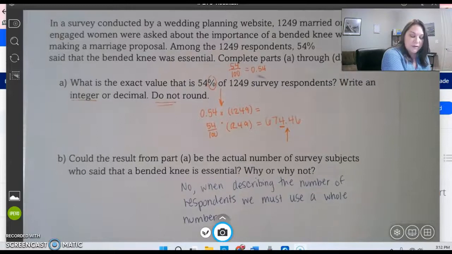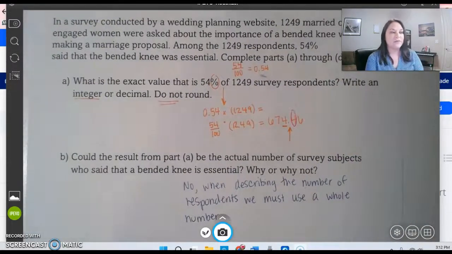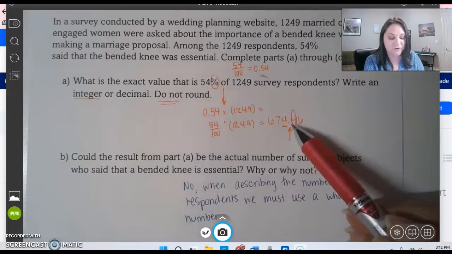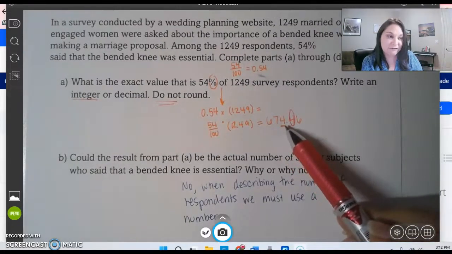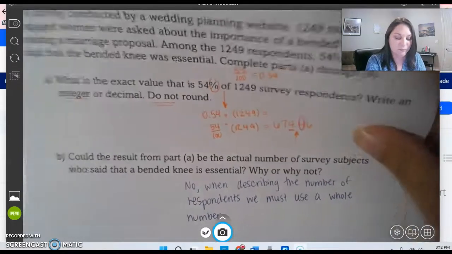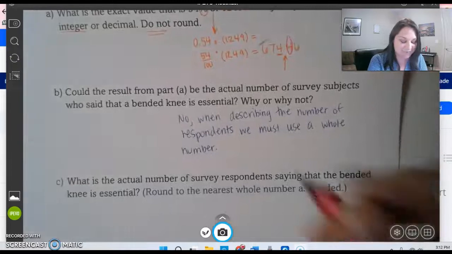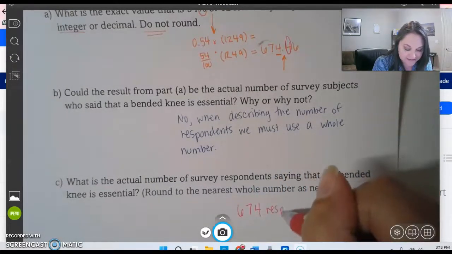And so I would look at this value, ignoring the 6. So if I need to round to the whole number place, I look at the first number after the decimal. And if that number is 5 or greater, I would report 675. But since this is less than 5, I'll report 674. 674 respondents.